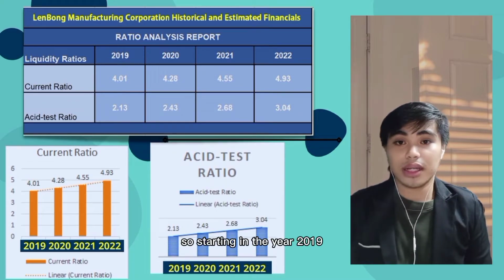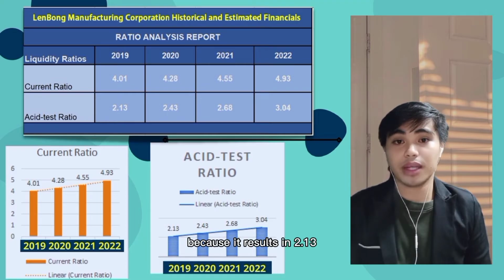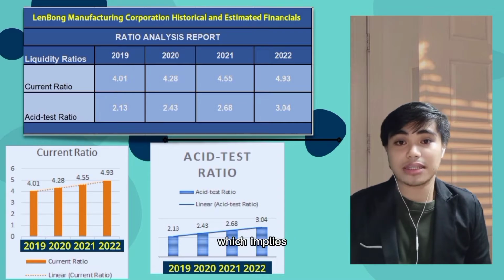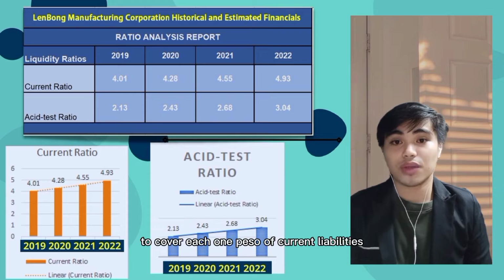So starting in the year 2019, we noticed that this is a good ratio because it results in 2.13, which implies that the company owns 2 pesos of liquid assets to cover each 1 peso of current liabilities.